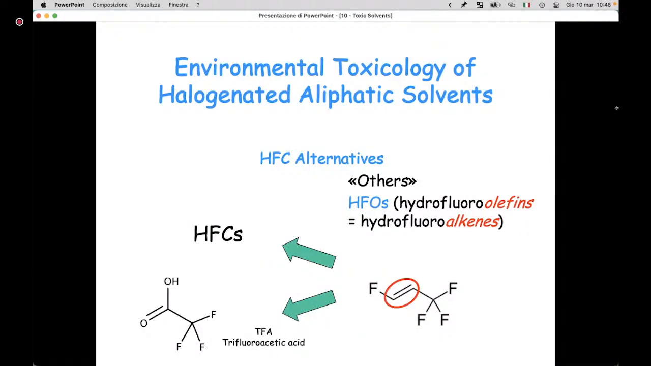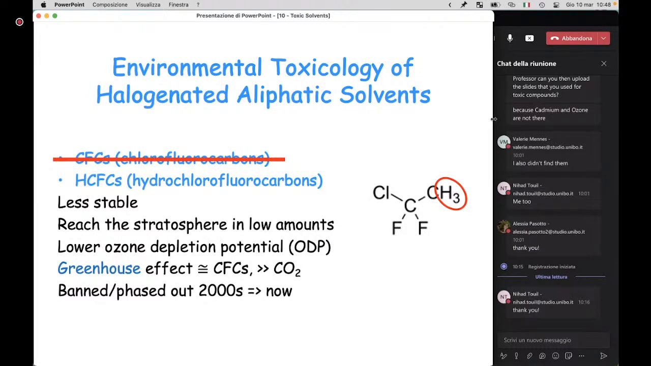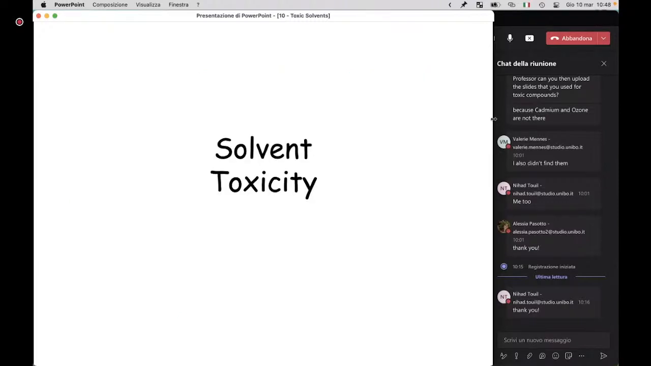The next topic is solvent toxicity. Do you have any questions on inorganic poisons? No? Okay, so let's go on with solvents.